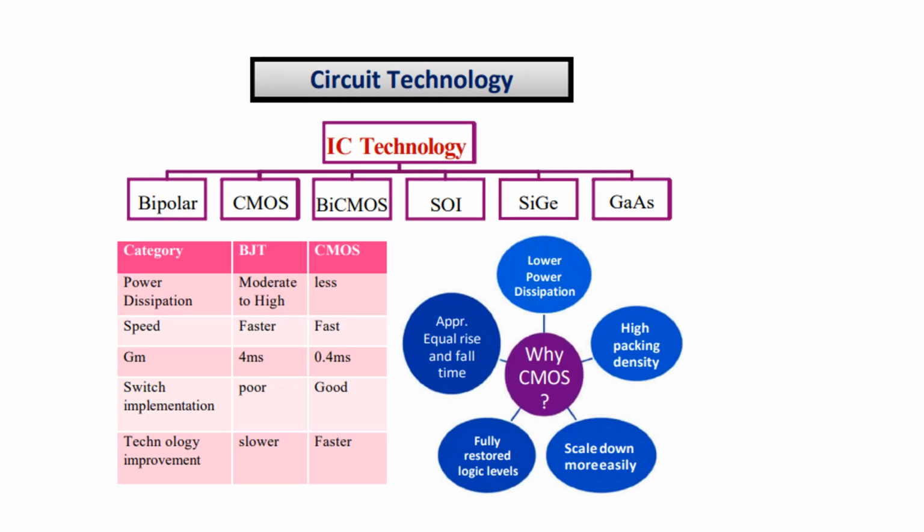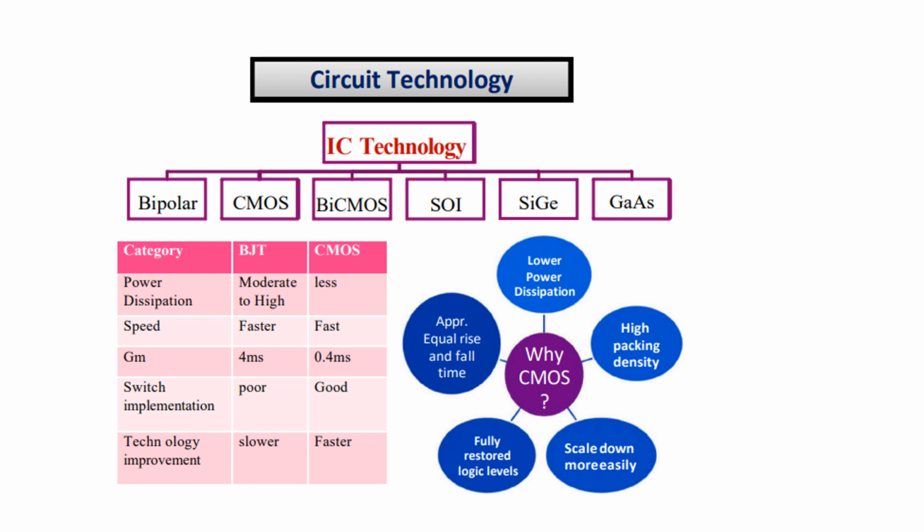In this slide, the different IC technologies are discussed. Circuit technology is mainly based on integrated circuit technology. The integrated circuit technology can be any one of those mentioned: bipolar, complementary metal oxide semiconductor (CMOS), bipolar and CMOS technology, SOI technology, which is silicon on insulator, SiGe and GaAs.